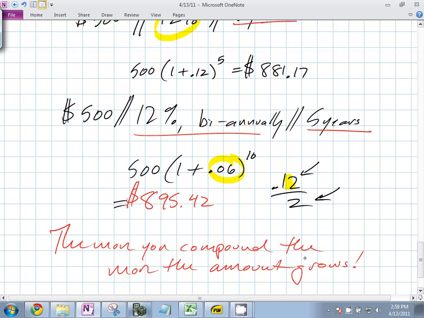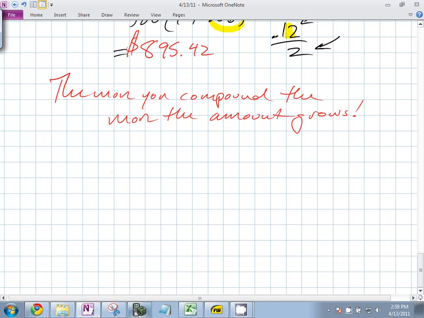So if we wanted to do this daily, it would be 500 times 1 plus 0.12 divided by, and what's the standard number we're going to use? 360 for days. And then what power are we going to raise it to? 5 years, so 5 times 365. Yes, very good. So, compute that for me.